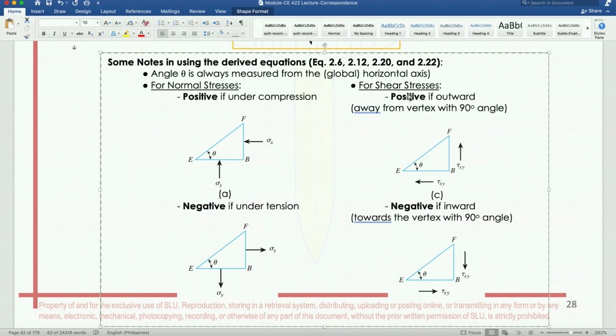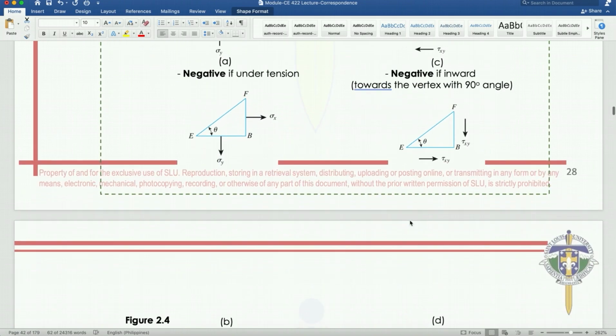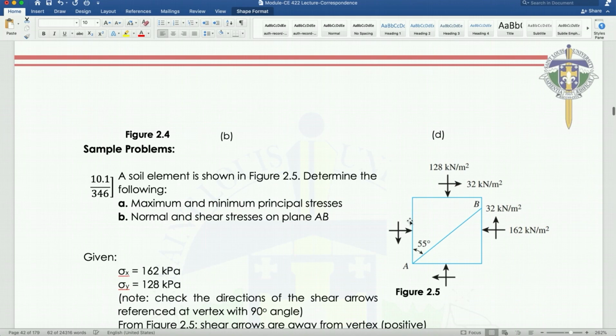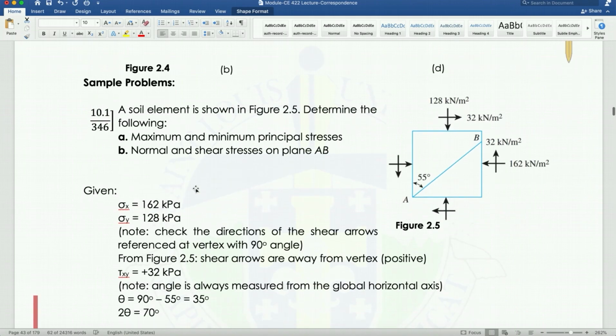Now for shear stresses, it is positive if it is outwards. Okay, so palabas. It is outwards or away from the vertex with the 90-degree angle. So this is our 90-degree angle, paalis siya sa 90-degree, positive. If it is towards our 90-degree, so this is our 90-degree, therefore it is a negative shear stress. So we keep that in mind para tama yung masosolve natin sa problem. Okay, so we have here sample 10.1 of page 340.